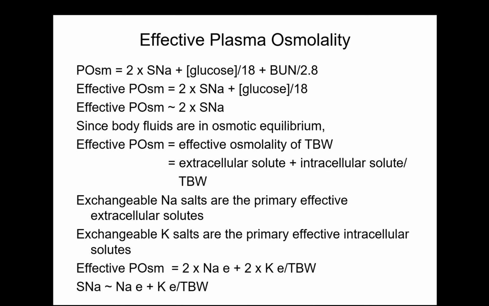equals the effective osmolality of our total body water, meaning extracellular solute plus intracellular solute divided by total body water equals the effective plasma osm. And as you know, sodium is the main exchangeable cation in the extracellular space, and potassium is the main exchangeable cation in the intracellular space. So effective plasma osm equals 2 times exchangeable sodium plus 2 times exchangeable potassium divided by total body water. You get rid of the 2. So serum sodium is equal to exchangeable sodium plus exchangeable potassium divided by total body water.